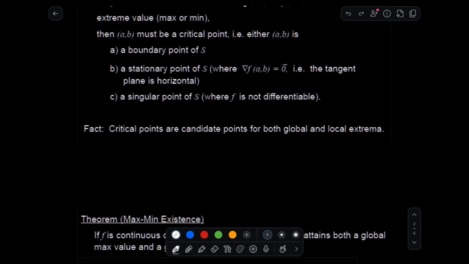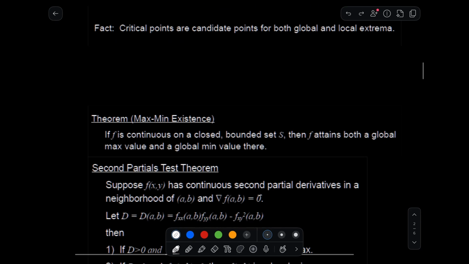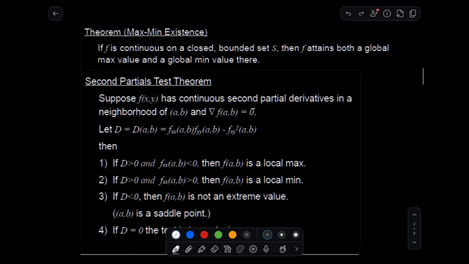And one other thing to note, critical points, again, are also candidate points, which we've covered in Calculus 1, for both global and local extrema, global and local maxes and mins, right? Now we go to another theorem.